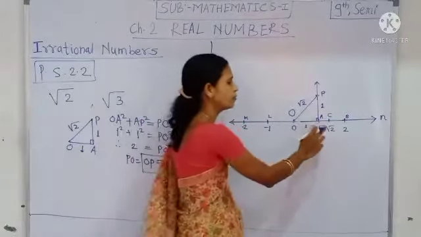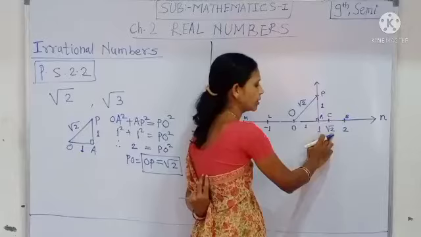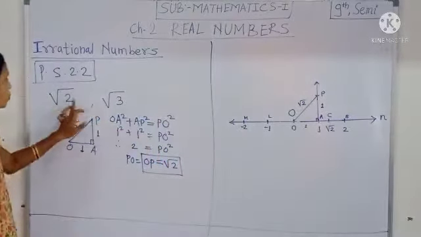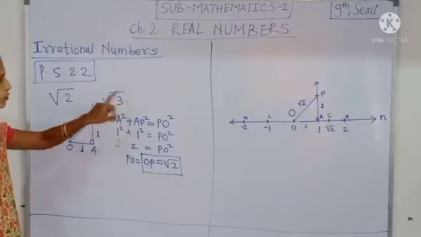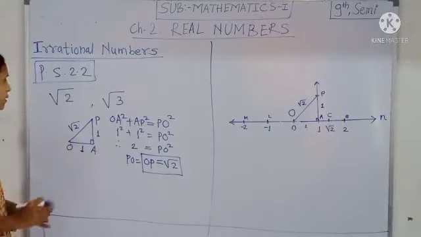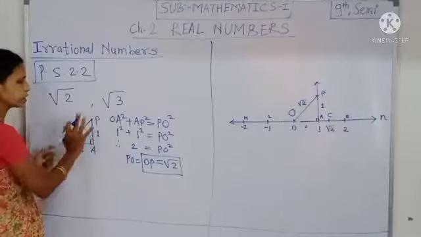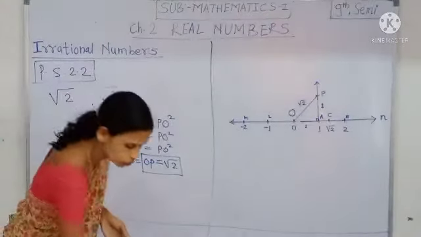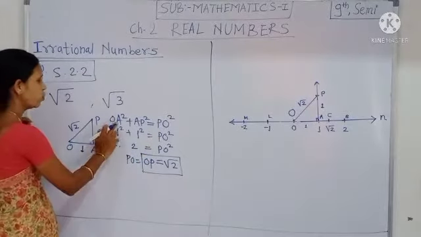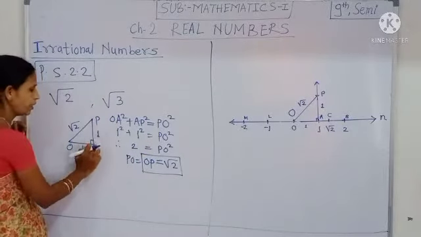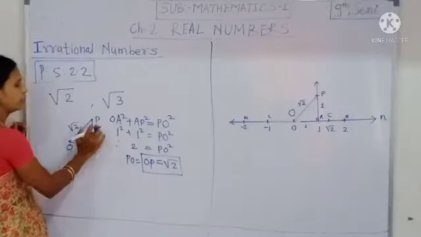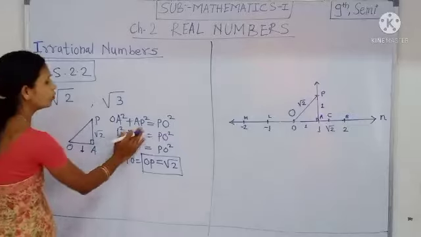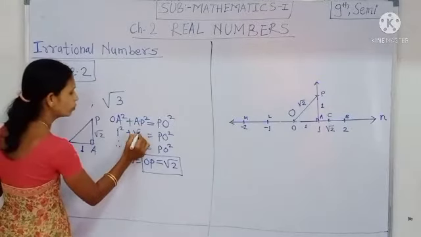That means we can represent that irrational number on that number line. Then how to represent square root of 3 on that number line? See here, according to the same concept, that is Pythagoras theorem, we take OA equal to 1 and AP equal to square root of 2. The distance of AP now is square root of 2.